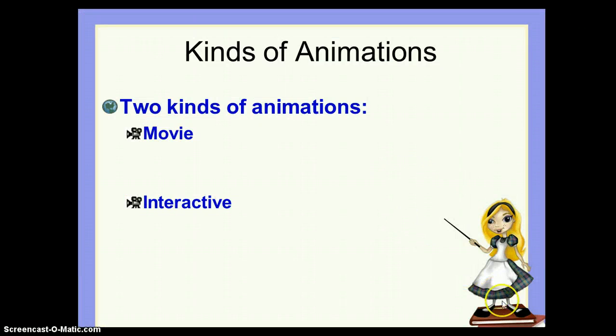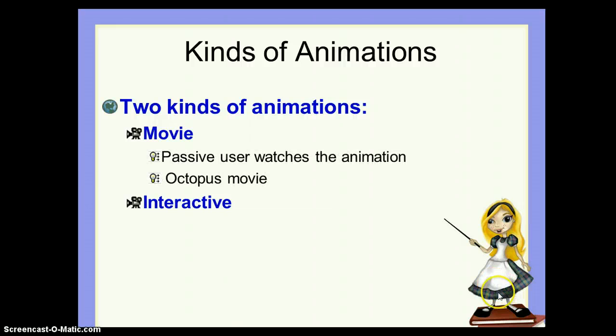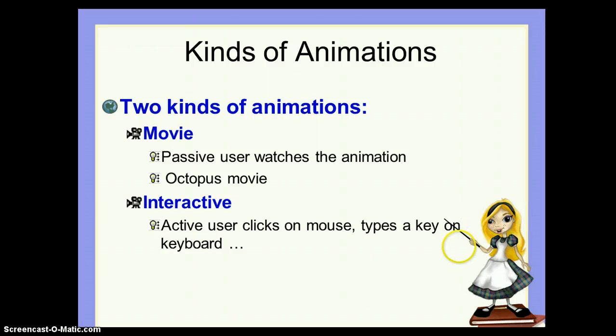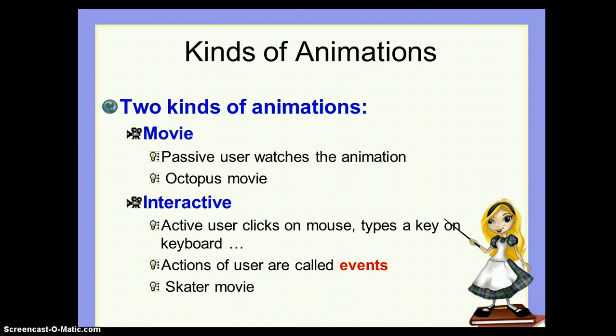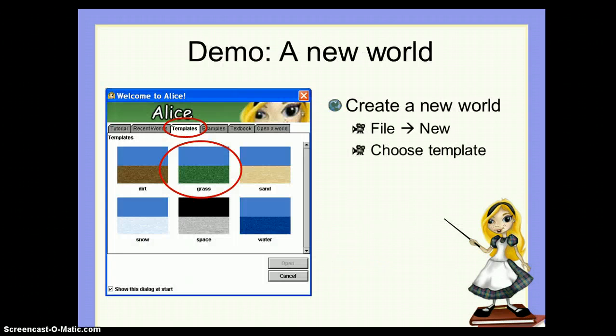So the two types of animations we had were a movie and an interactive. The movie was the first one, the octopus. I was just a passive user. I watched it. Lots happened, but once I pressed play, I had no other jobs. When it's interactive, that's when the user, that's you, clicks on a mouse, clicks on a key, does something, and creates these events, which we will talk about in greater detail, and that was exemplified by the skater movie.